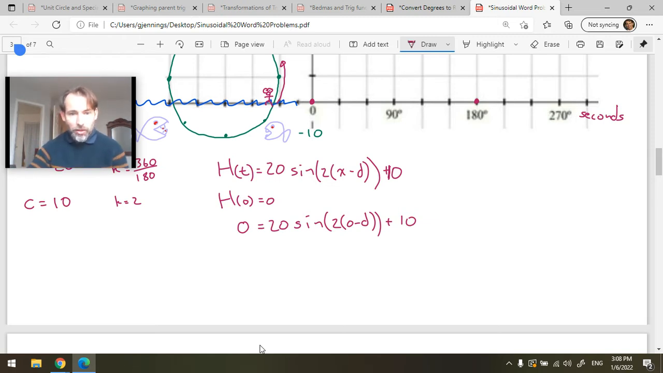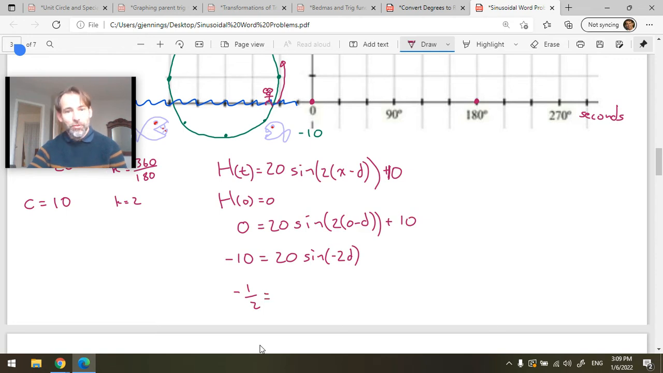Move the 10 over there. So I have negative 10 is equal to 20 sine of 2 times 0 minus d. So this is negative 2d. Just 0 minus d is negative d, and 2 times negative d is negative 2d. Okay, there you go, and that's now on that side. Divide both sides by 20. Gives me negative 1/2. Oh, there it is. I told you already, it's negative 30 degrees.